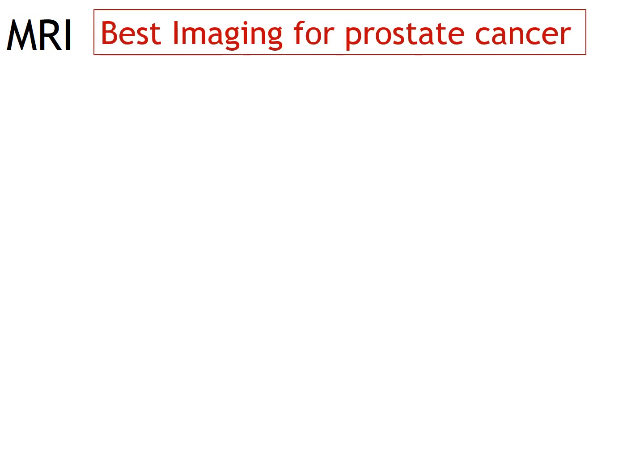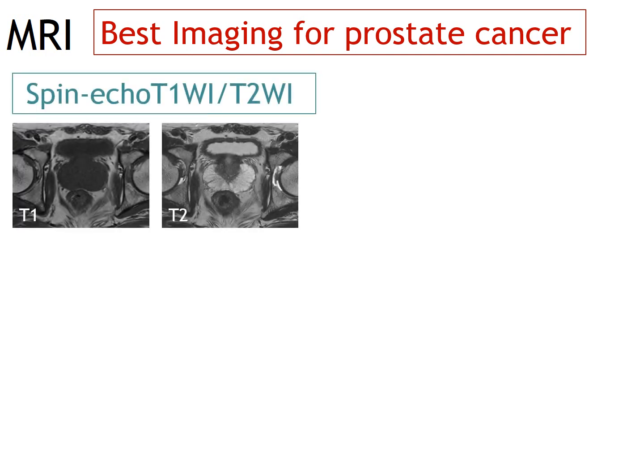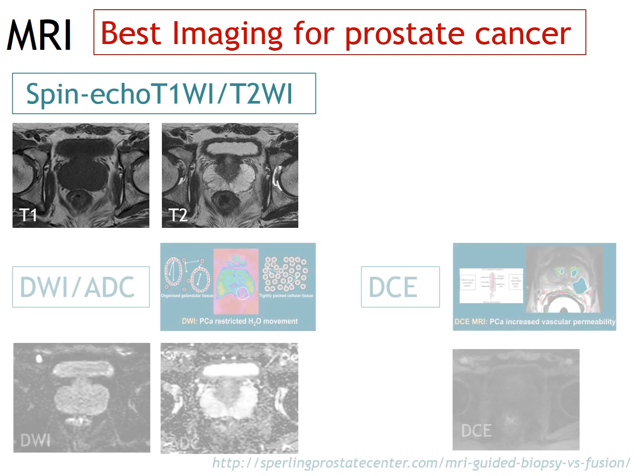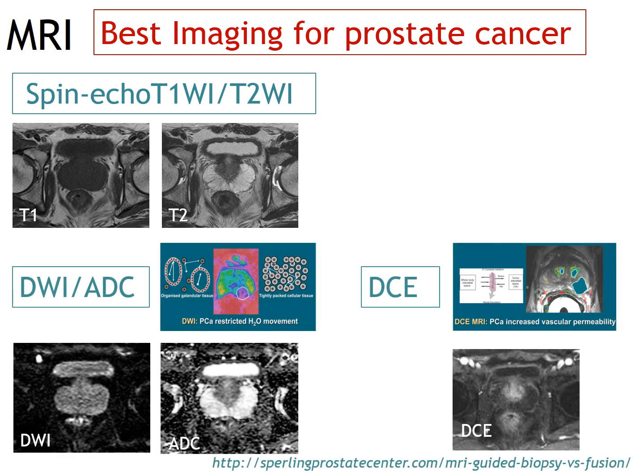MRI is definitely the best imaging modality for prostate cancer evaluation at this moment. This is a patient with no prostatic abnormality. Spin echo T1 and T2 weighted imaging are conventional basic sequences. Diffusion weighted imaging with ADC mapping and dynamic contrast enhanced imaging are also basic sequences nowadays.